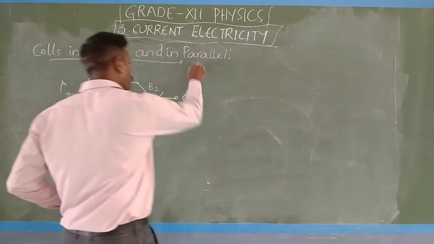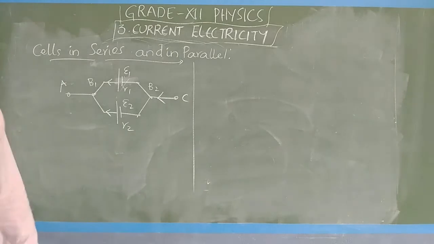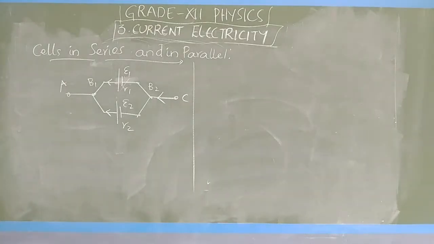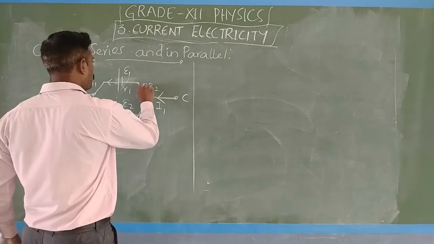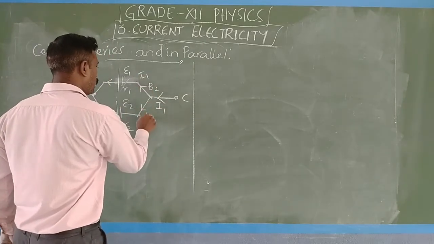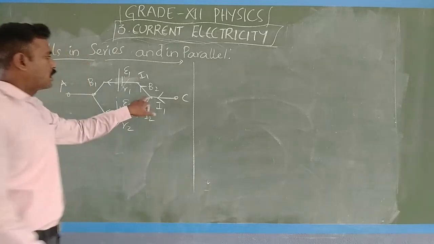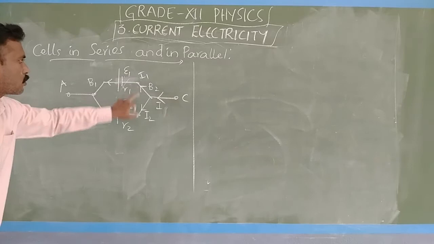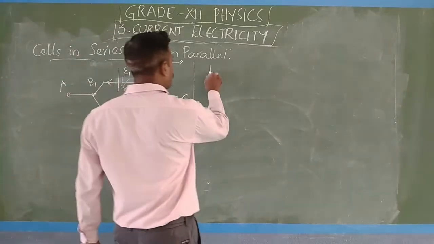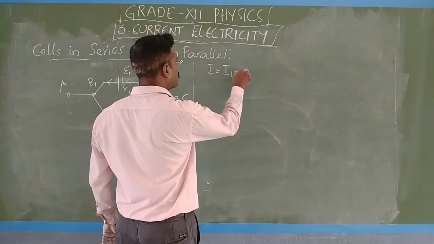So now, what is the concept here? So at B1 the current I is leading to I1 and I2. So I will split out this current: I is getting split as I1 and I2. So I is I1 plus I2.